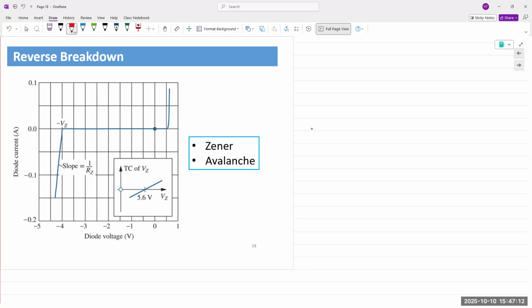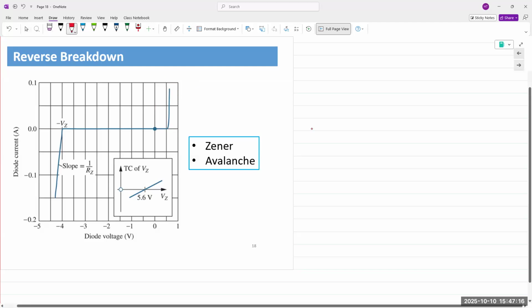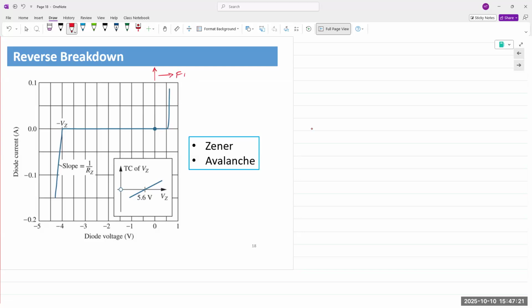This is forward bias right here. Actually, let's do it this way. Forward bias, reverse bias. Reverse bias simply means you're applying positive voltage to the cathode. Okay. So up to this point, what we have is the reverse saturation current, IS. There's no other current. It's only the reverse saturation current, IS.